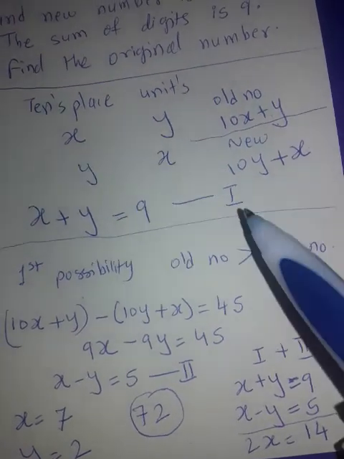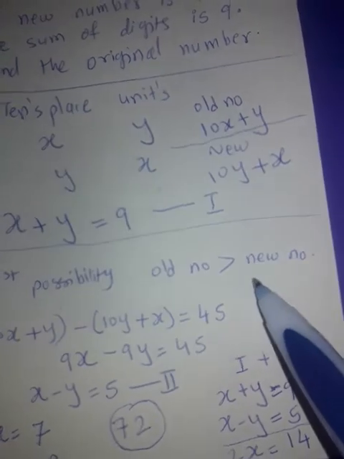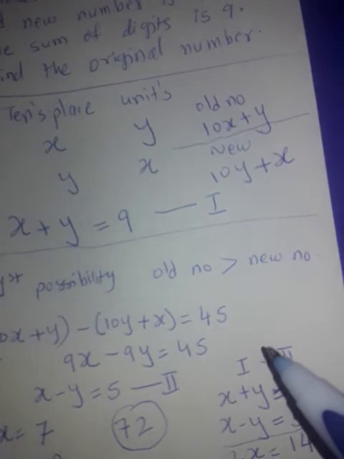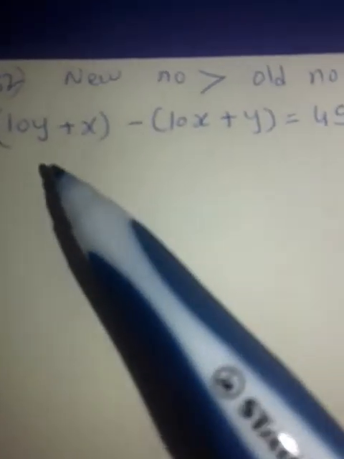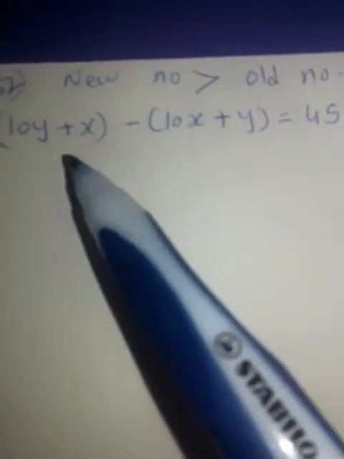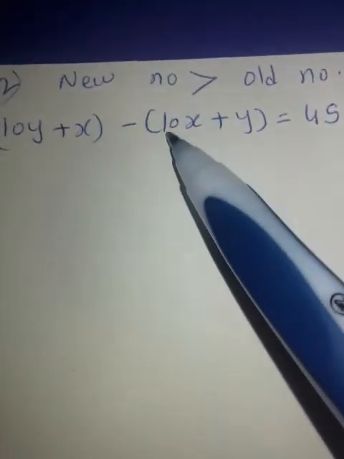Getting it? Now if I solve with the other possibility, that new number more than old number, let's see what answer do we get. Now I am assuming new number is more than old number and their difference is 45. So I am carrying out here the subtraction. New number minus old number is 45.